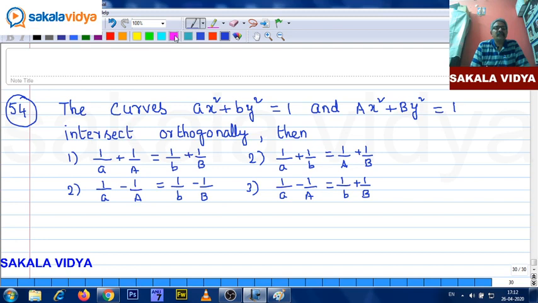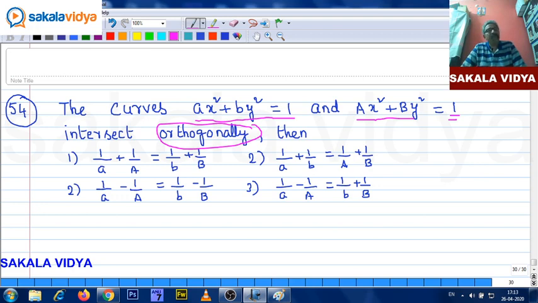Okay, this is actually we have the curves ax square plus by square is equal to 1 and capital Ax square plus capital By square is equal to 1. Intersect orthogonally. Then condition we need to write. This question is also very important. Actually you are going to discuss even in your engineering and even your degree. If you go through the degree also, this is called orthogonal system. In differential equations you will study very clearly about this one also.